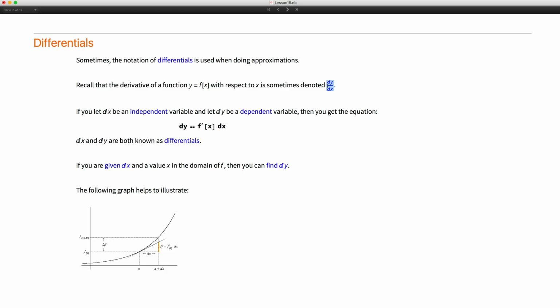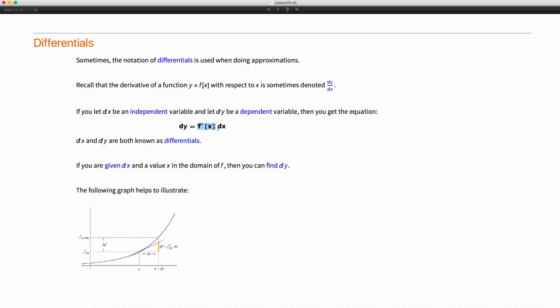Now, dy over dx is the same as f prime x. So if you cross multiply, you get the equation dy equals f prime x times dx. These quantities dx and dy are called differentials. They represent the change in x and the change in y respectively. So, of course, if you're given dx, you can work out dy using f prime x.